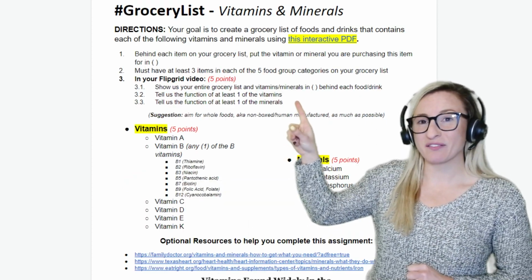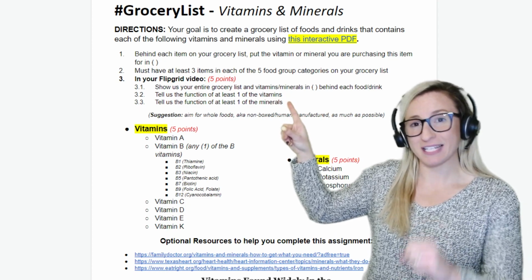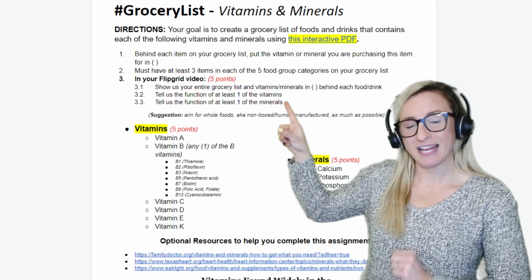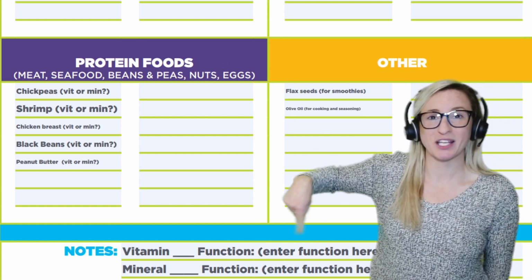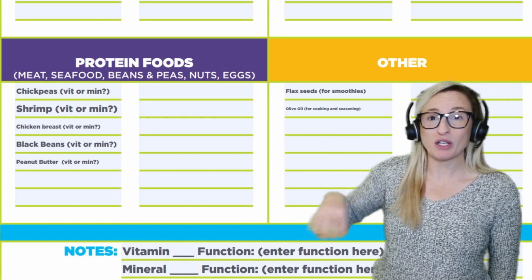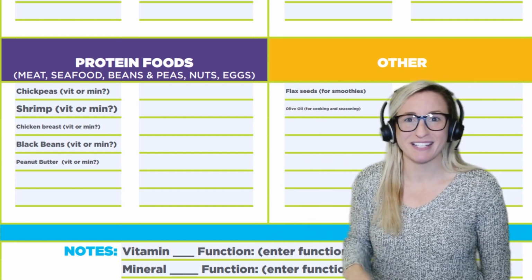And lastly, in your video, make sure that you tell us the function of at least one vitamin and at least one mineral. You can write those functions on the notes section on the bottom of your grocery list, so that all you need to make this video is right here on your interactive grocery list PDF.